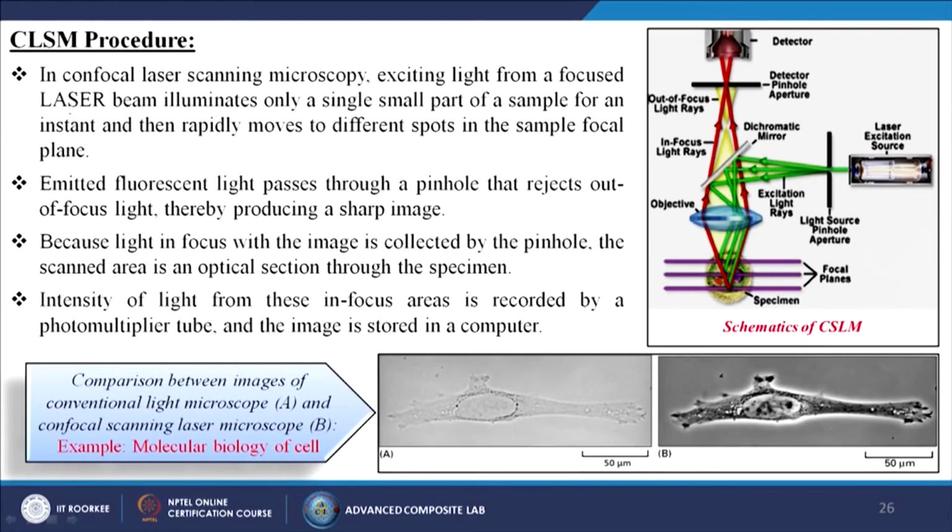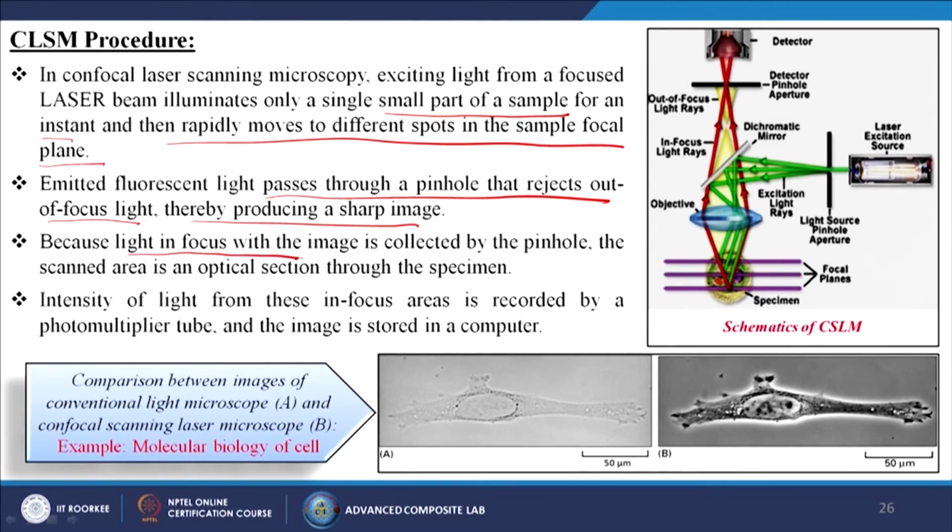Then how are we actually performing this test? In confocal laser scanning microscopy, exciting light from a focused laser beam illuminates only a single small part of a sample for an instant and then rapidly moves to different spots in the sample focal plane. Emitted fluorescent light passes through a pinhole that rejects out of focus light, thereby producing a sharp image. Because light in focus with the image is collected by the pinhole, the scanned area is an optical section through the specimen. Intensity of light from these in focus areas is recorded by a photomultiplier tube and the image is stored in a computer itself.